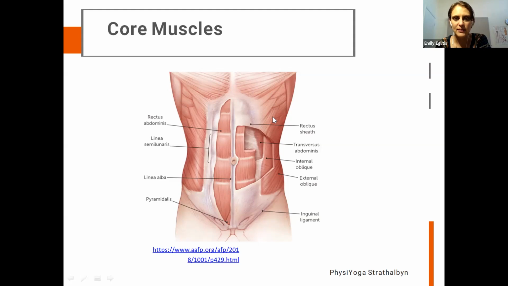And then deeper than that, with the fibers in the opposite direction, we have internal oblique. And again, that covers the whole abdominal wall. And then deeper to that is transversus abdominis. A lot of the time that gets shortened to TAs or transversus, but transversus is the deepest layer. And we'll see a little bit more about why that's important in a sec.